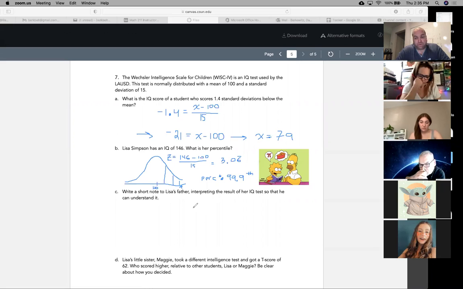Then it says, write a short note to Lisa's father interpreting the result of her IQ test so that he can understand it. Mr. Simpson, Lisa scored higher than 99.9% of those who took this test. She is rather intelligent, much smarter than Bart, and certainly much smarter than you.